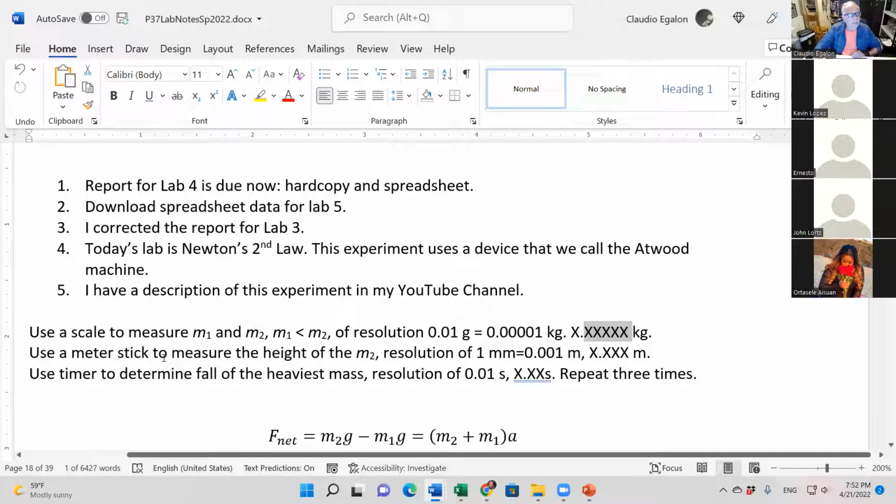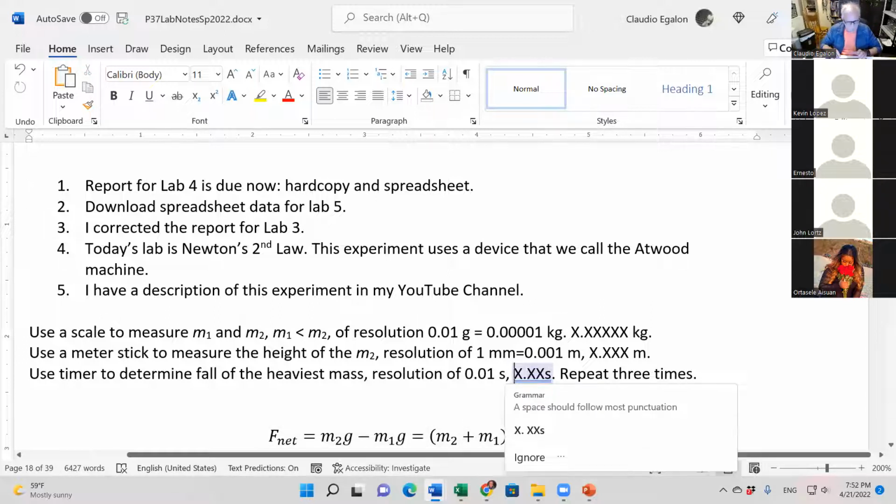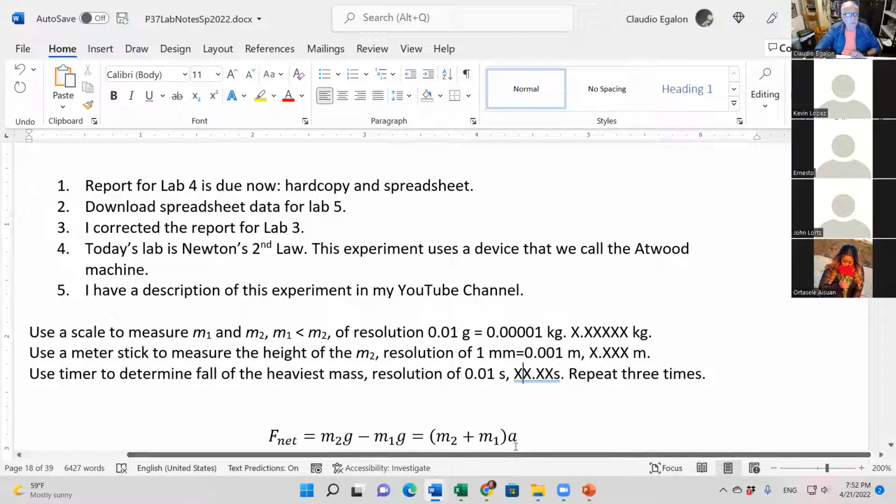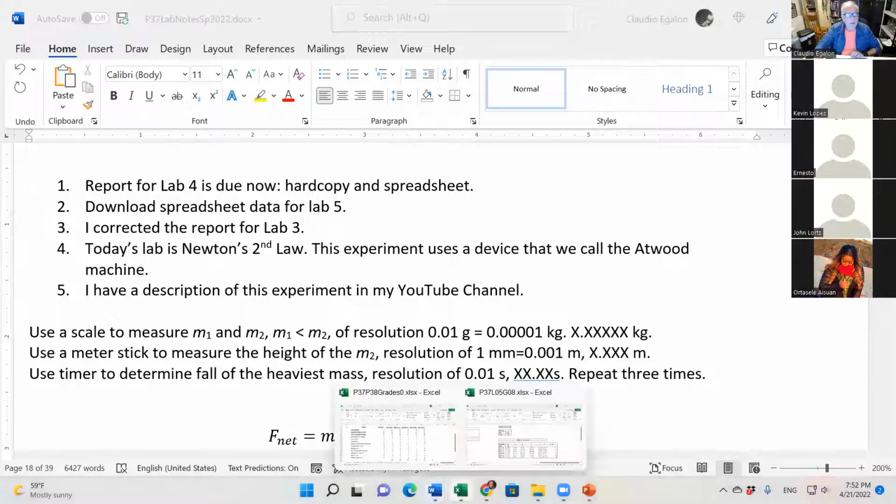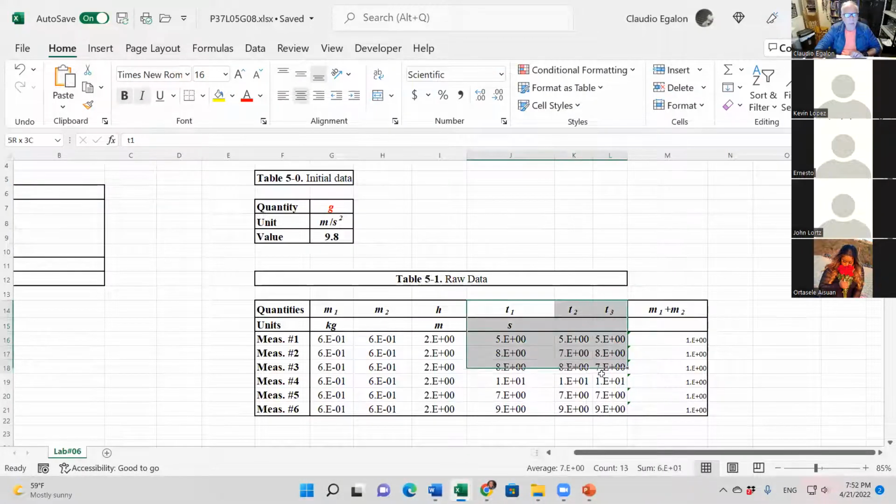The significant digit of the height, h, is going to be 1 millimeter. The resolution is going to be 1 millimeter. So the significant digit must have 3 decimal places there. And the timer has a resolution of 100th of a second. So you have to display your timing measurement all the way down to 2 decimal places. Here you go. Let's repeat 3 times. That's what it's all about.